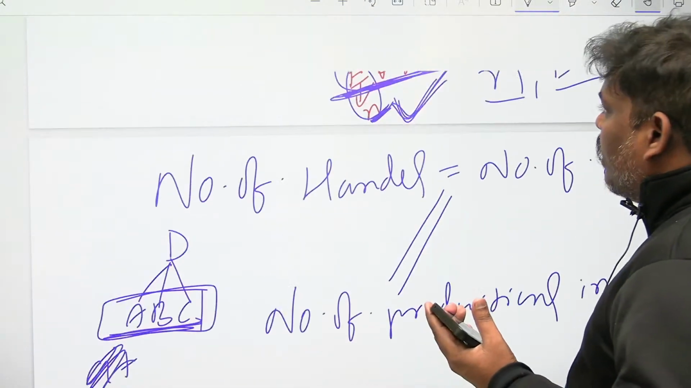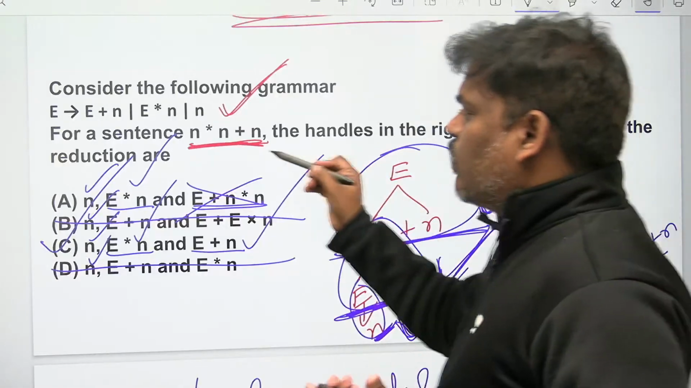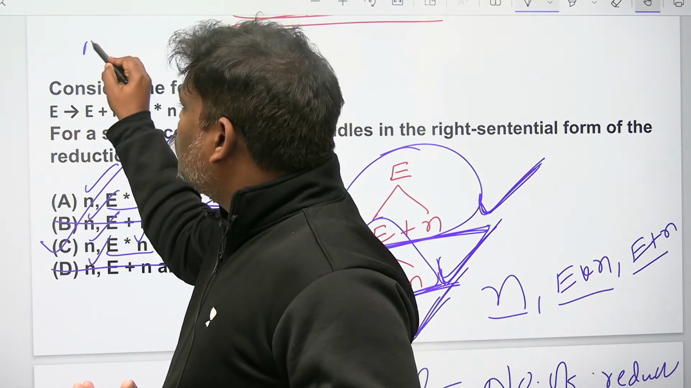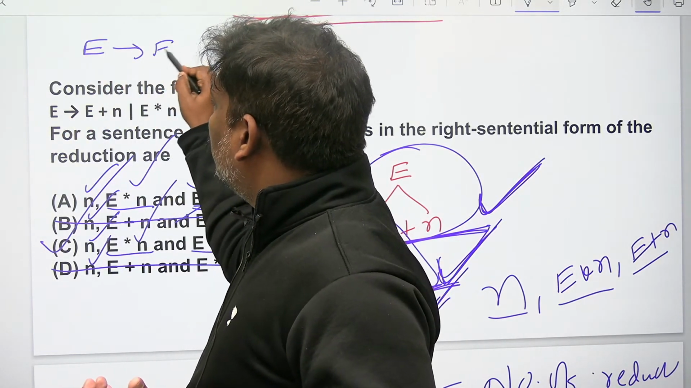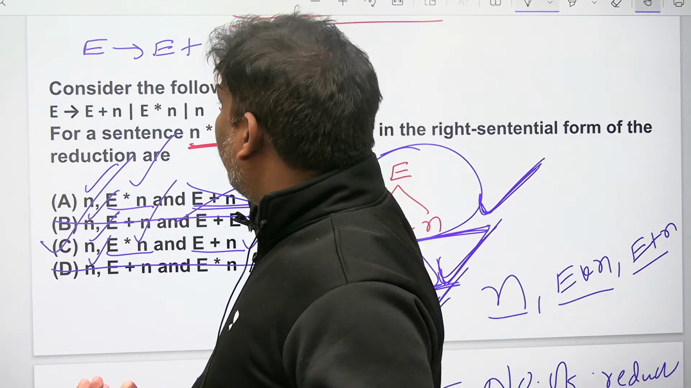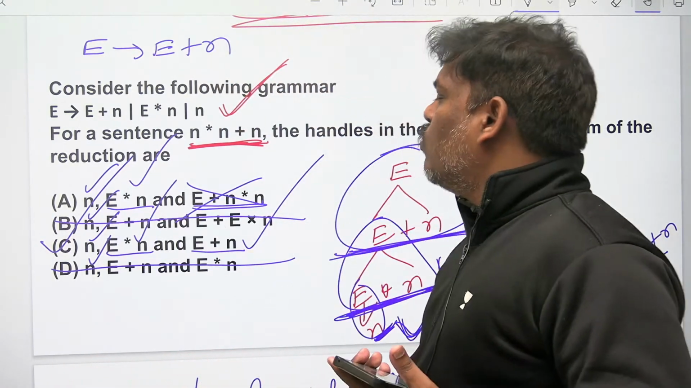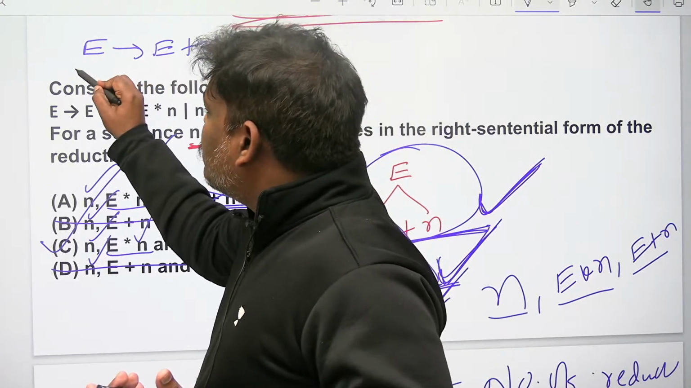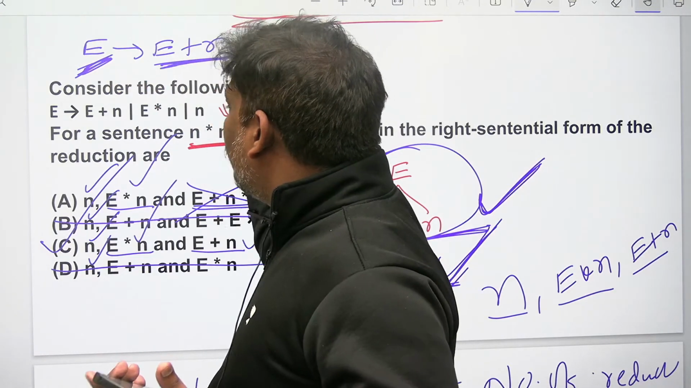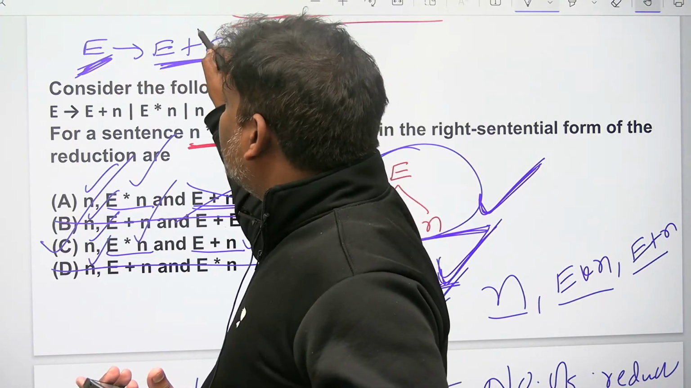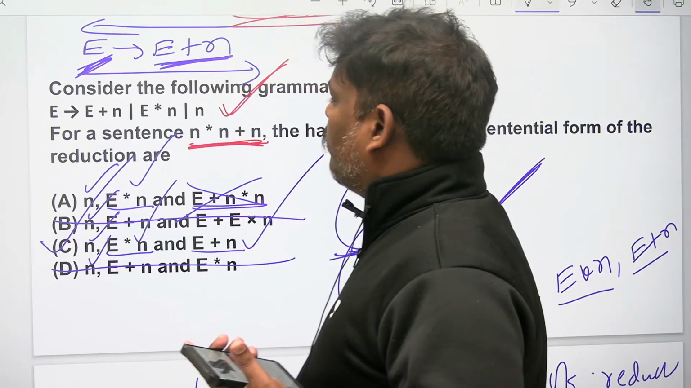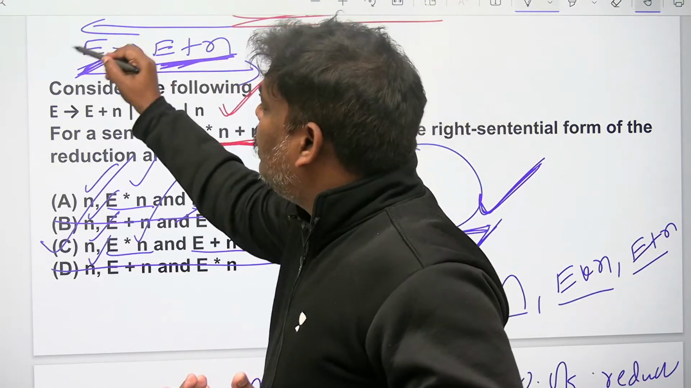I think if I want to say it clearly, come here, you will get the idea. See everyone now. In this grammar, E goes to E plus N. If I replace E by E plus N, this is called expansion. The other side is called reduction. E plus N replaced by E, that is called reduction.